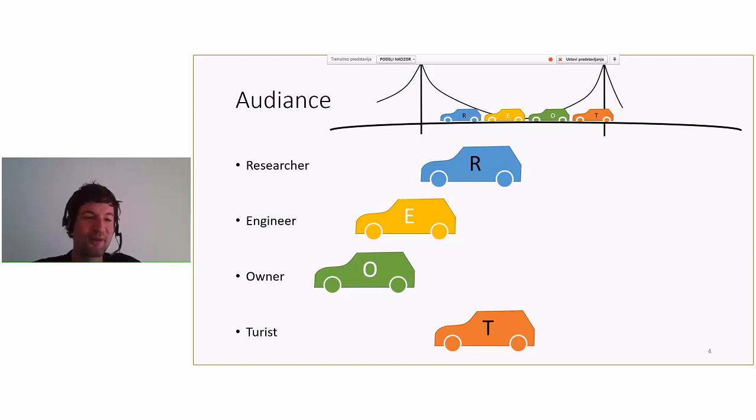So we have here four main groups. The first group will be somebody who thinks like a researcher, who is really interested in mathematics and in performing new things and so on.